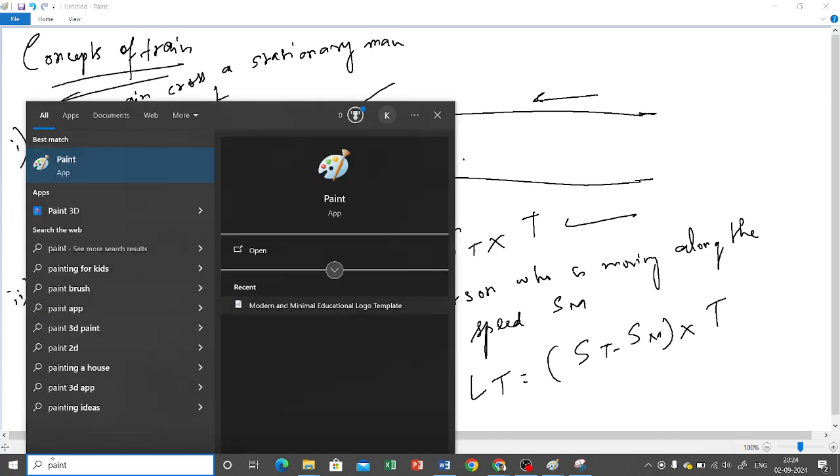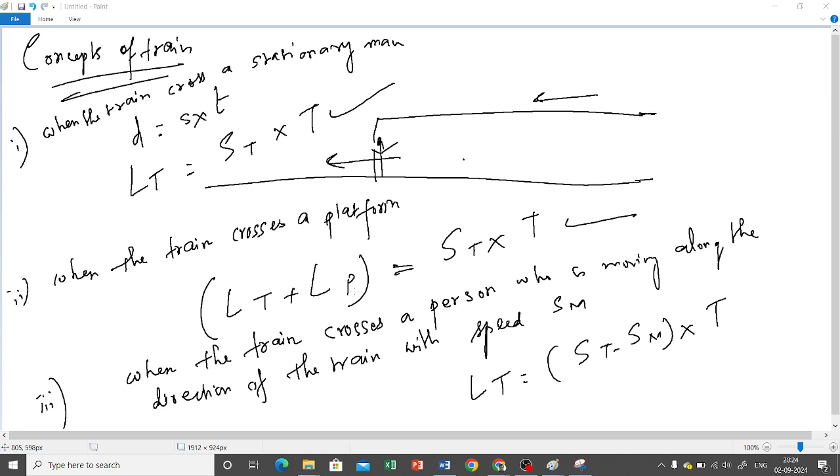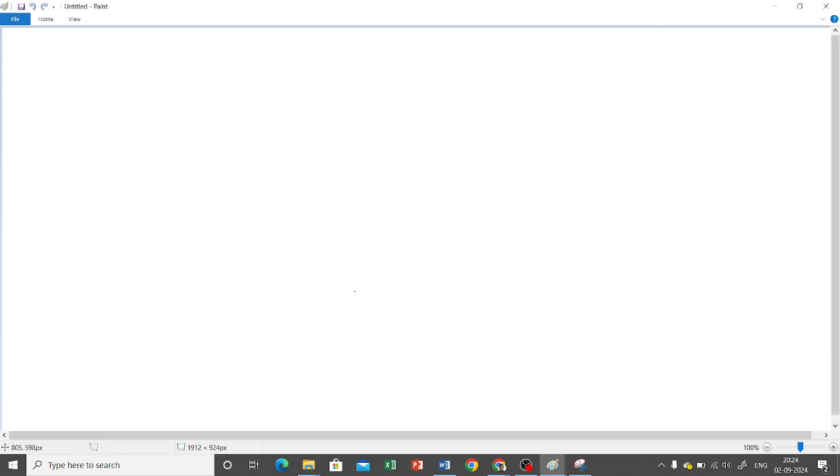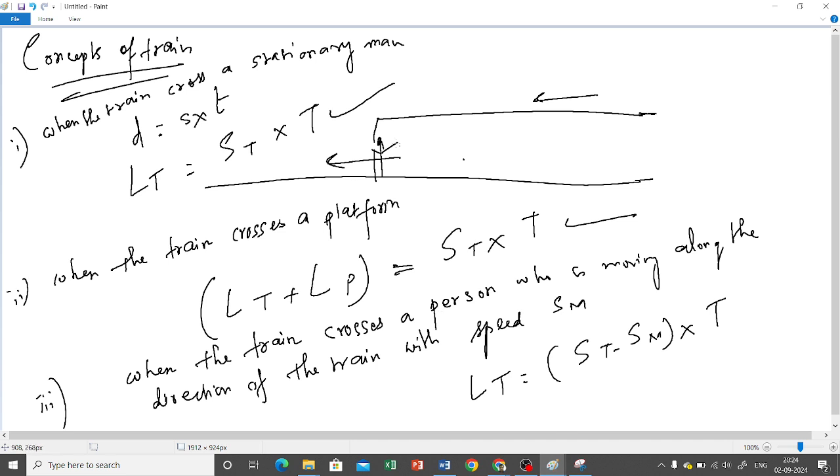Sir, what is Sm? Sm is the speed of the man. Okay, so there is a man who is moving in the same direction as that of the train. This man is moving in this direction. The train is also moving in this direction. So what we will do? We will subtract the speed of the man from the speed of the train.